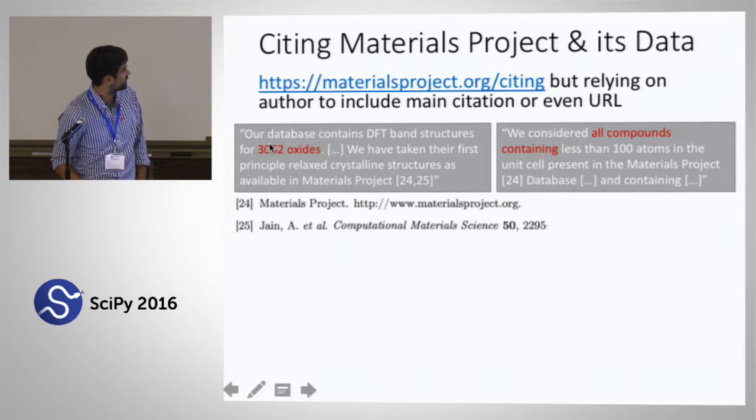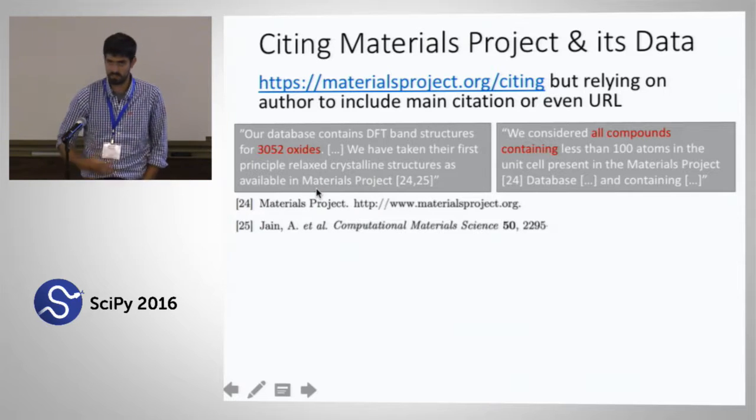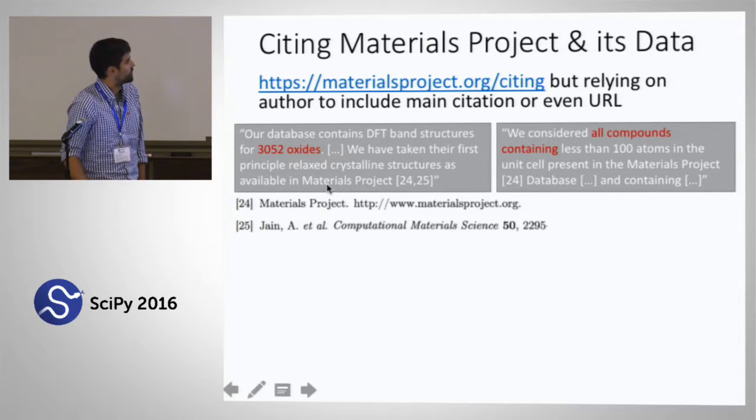here one user wrote, our database contains DFT bands. DFT is density functional theory, band structures for 3,000 oxides. We have taken their first principle relaxed crystalline structures as available in Materials Project. So we have relaxed the structure, we've calculated all those structures and put them online.